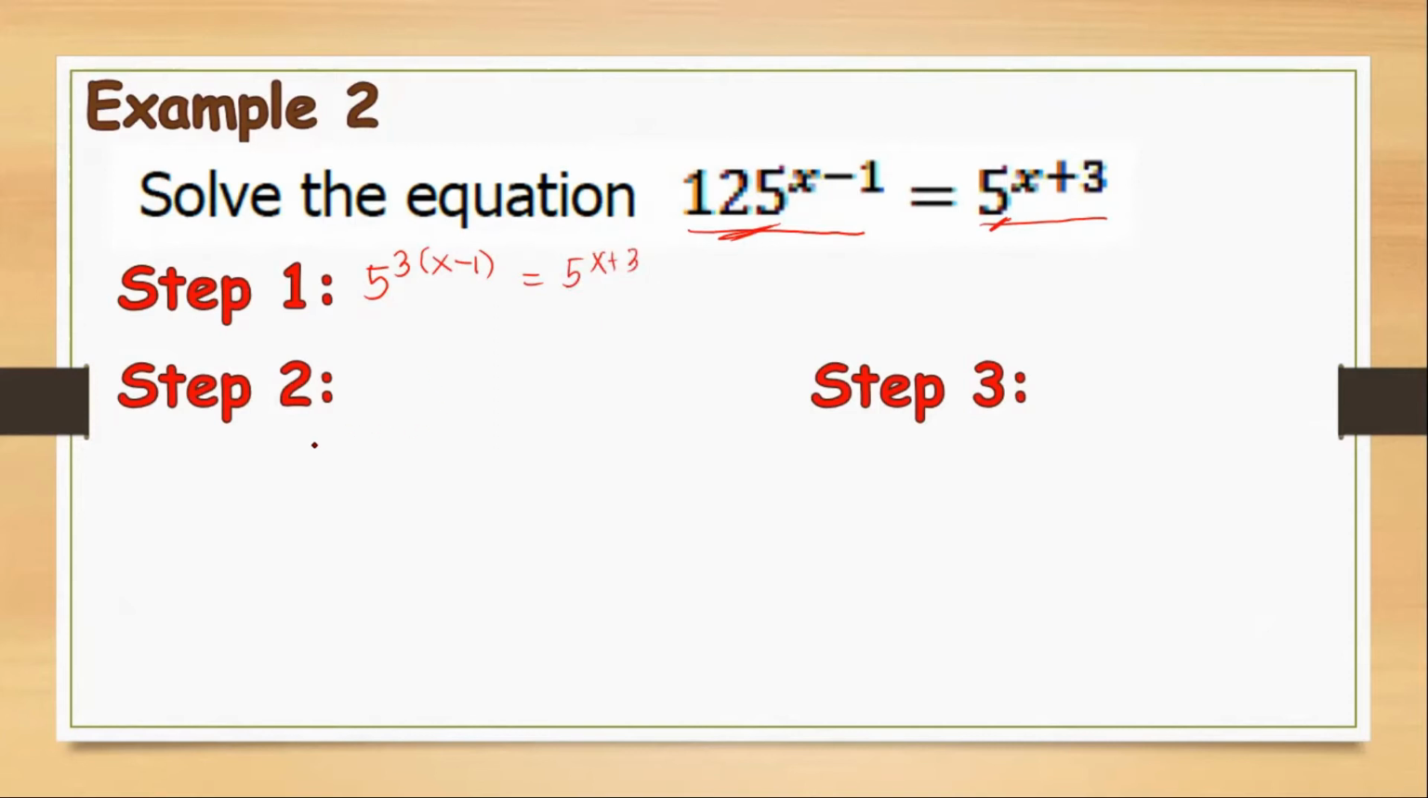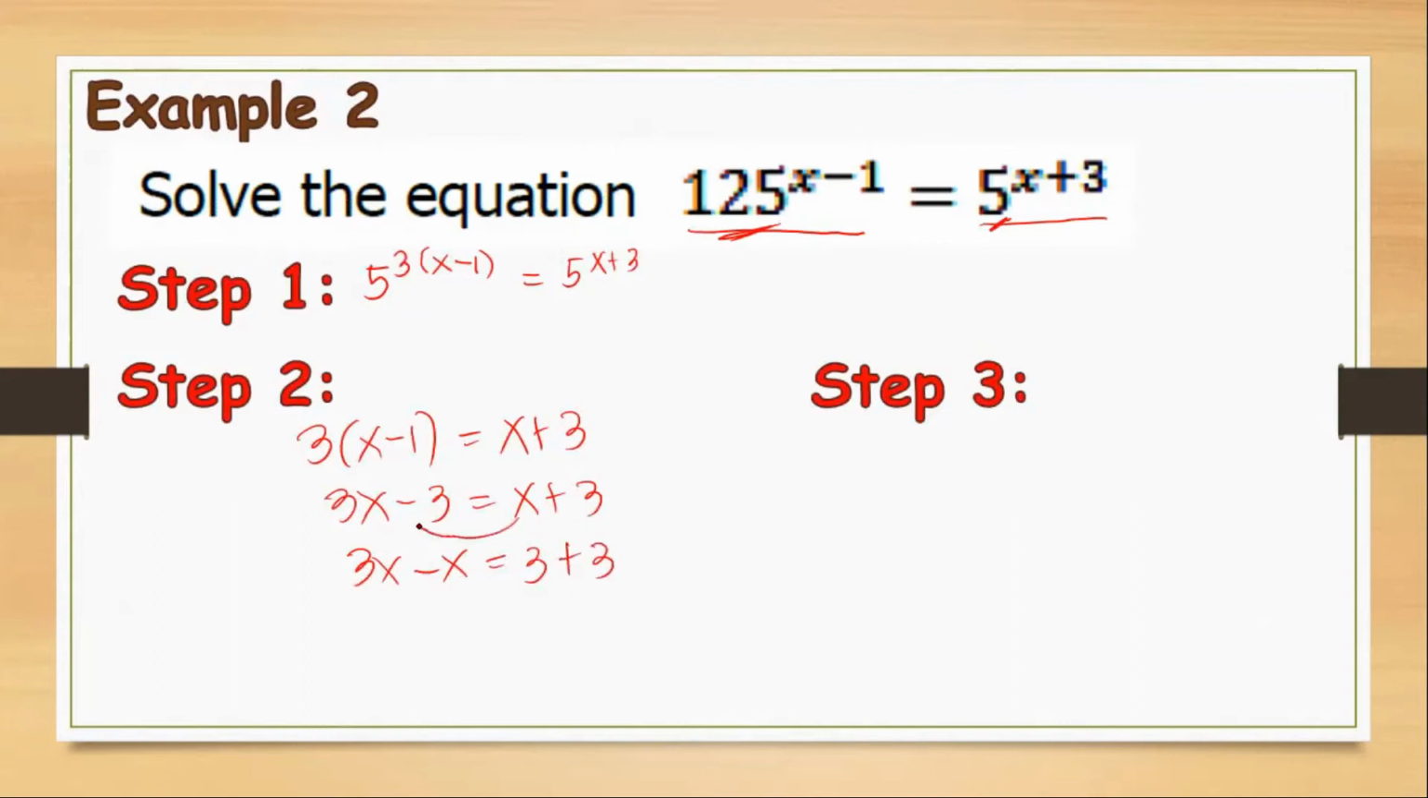So, step 2, you have to equate the exponents. So, we have 3 times x minus 1 equals x plus 3. Then, we have 3x minus 3 equals x plus 3. And find x. 3x minus x equals 3 plus 3.